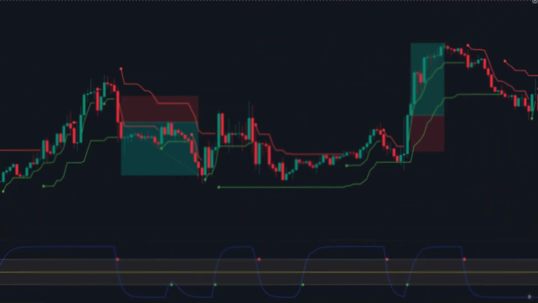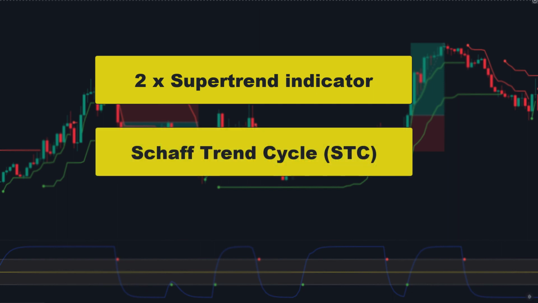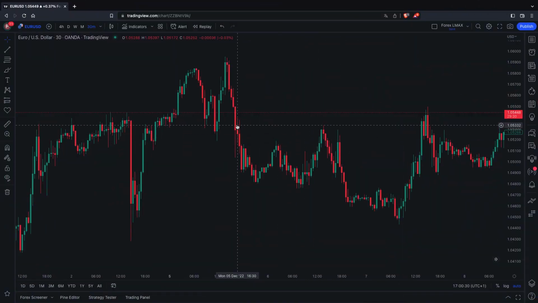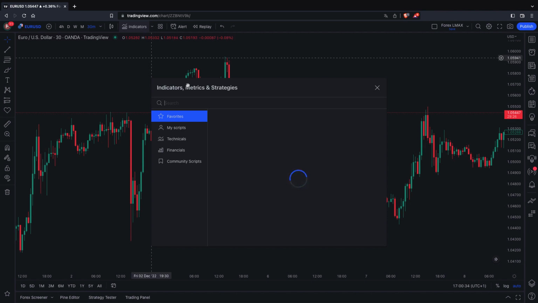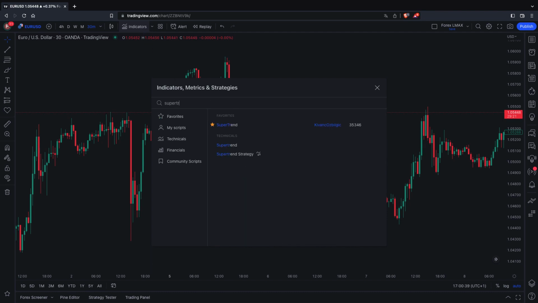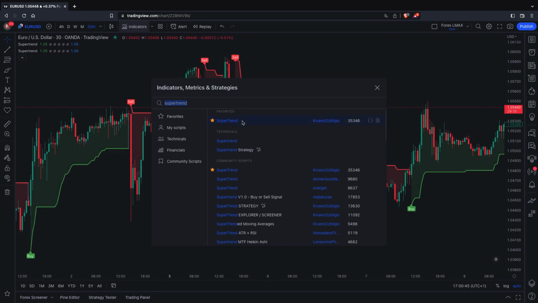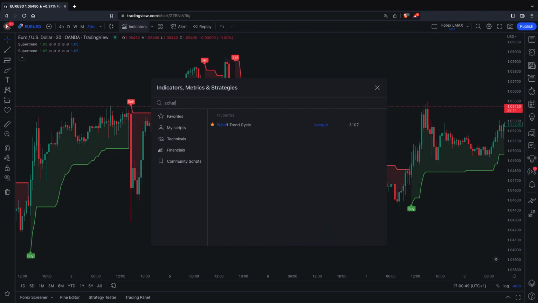These are the indicators that we will use in the strategy. Double Supertrend indicator. Schaff trend cycle. On TradingView, click on Indicators and search for Supertrend. We need to add two Supertrend indicators. Now, search Schaff trend cycle and click on it.